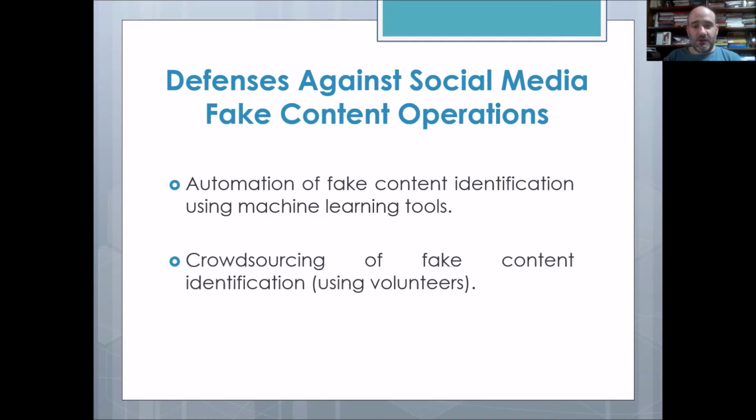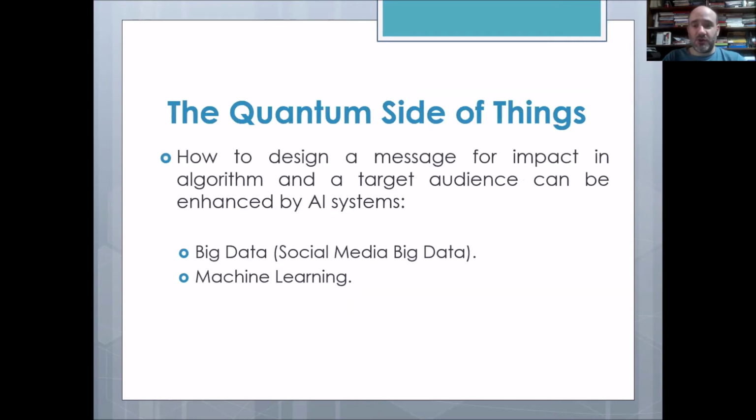But in terms of cyber solutions, these two, automation of fake content identification using machine learning tools and crowdsourcing of fake content identification using volunteers and even AI in combination, these are cyber defenses against social media fake content operations. So now, having established a few points about the classical side, let's go to the quantum side of things.